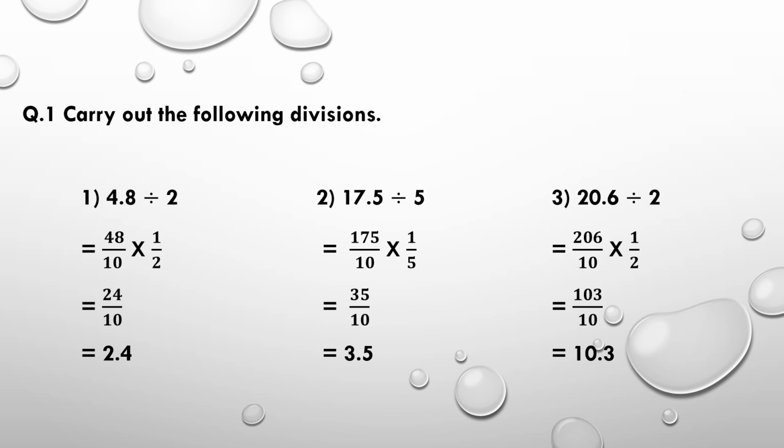Third, 20.6 divided by 2. Again, instead of 20.6, we will use the fraction 206 upon 10. Instead of division, we will use multiplication and the reciprocal of 2, that is 1 upon 2. So we will get the answer as 103 upon 10. So the answer will be 10.3.